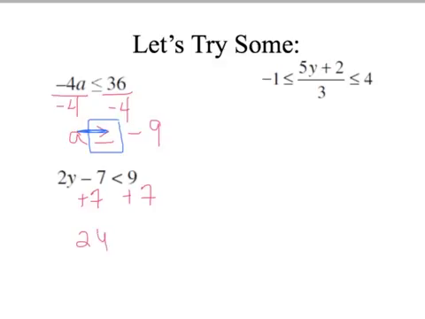For the second example, we're going to add 7 to both sides. So we have 2y is less than 16. Divide both sides by 2, so y is less than 8.